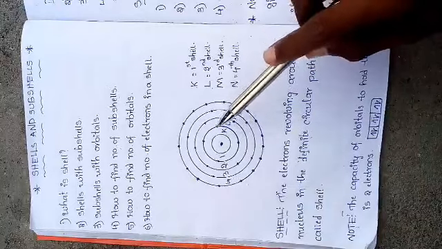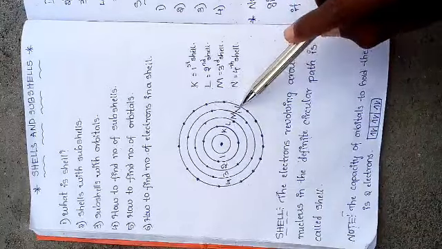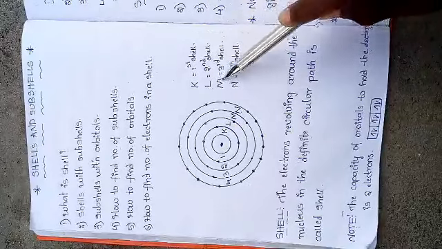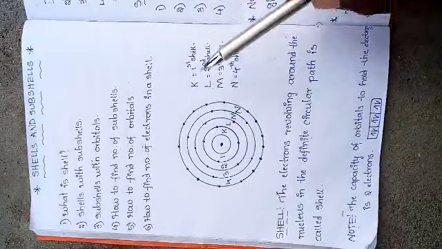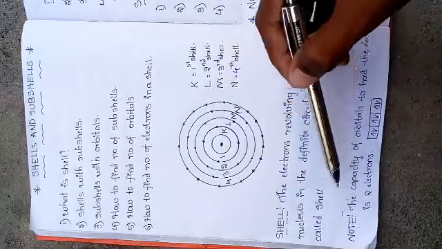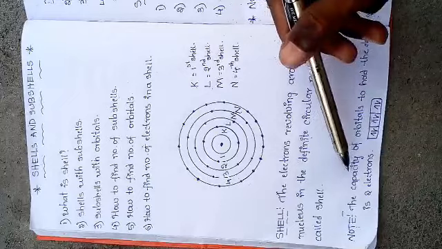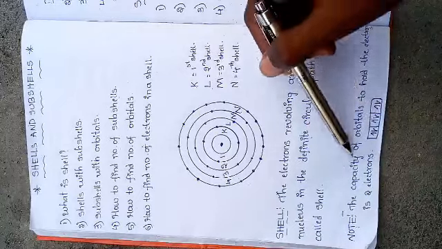There are four shells: K shell, L shell, M shell, N shell. K shell is the first shell, L shell is the second shell, M shell is the third shell, N shell is the fourth shell. Here is a note point about the orbitals. The capacity of the orbitals to hold the electrons is only 2 electrons, as you can see in the diagram.